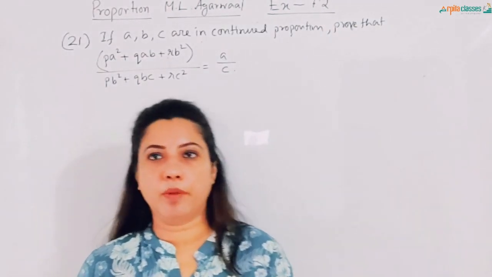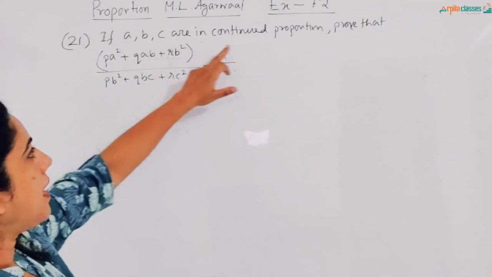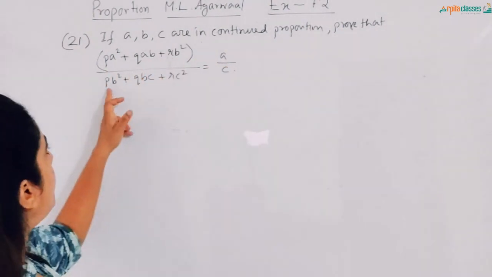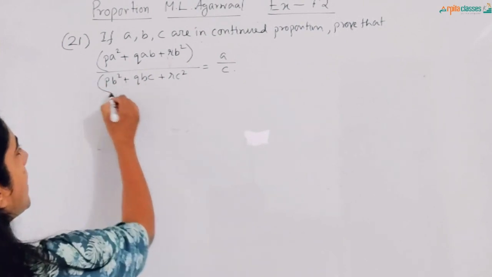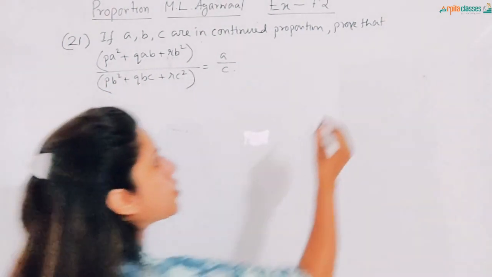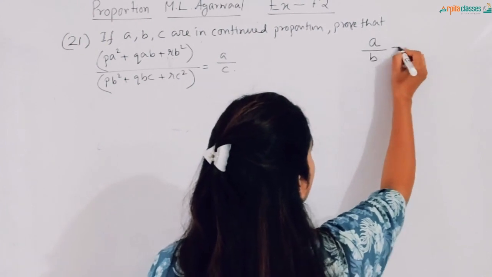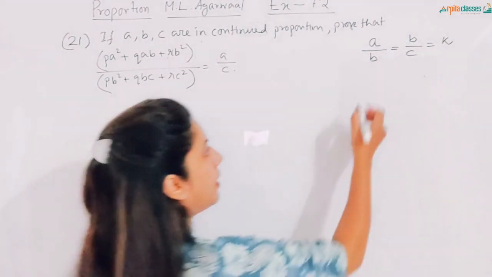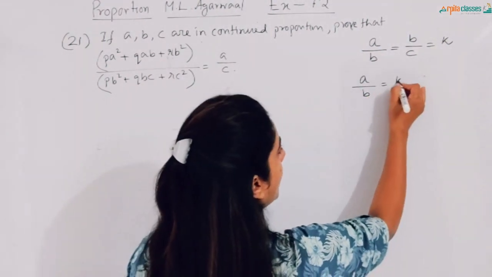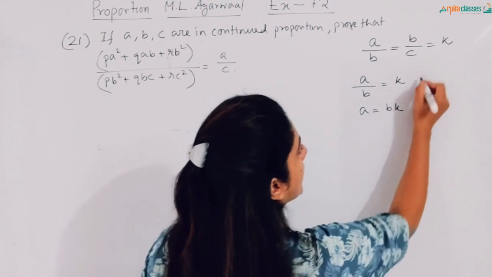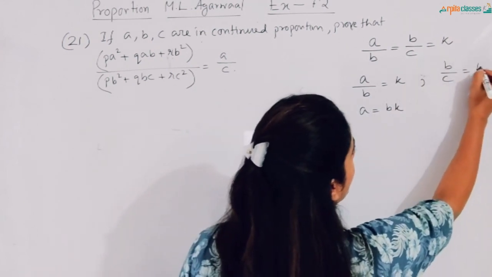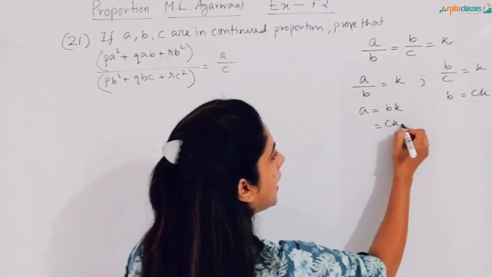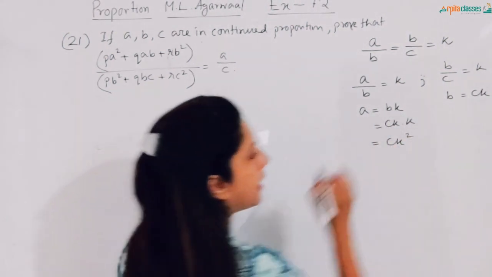Let us proceed with question number 21 now. If A, B, C are in continuous proportion, prove that (PA square plus QAB plus RB square) upon (PB square plus QBC plus RC square) is equal to A upon C. So if A, B, C are in continuous proportion, we get A upon B is equal to B upon C is equal to K. So from here we can write A upon B is equal to K or A is equal to BK. Similarly, B upon C is equal to K, so B is equal to CK. Put CK here, so it will be CK into K, so the value of A is CK square.